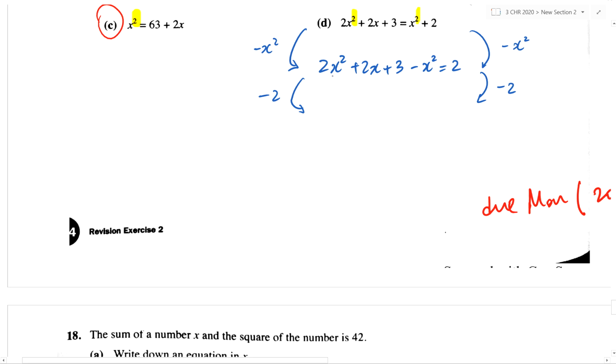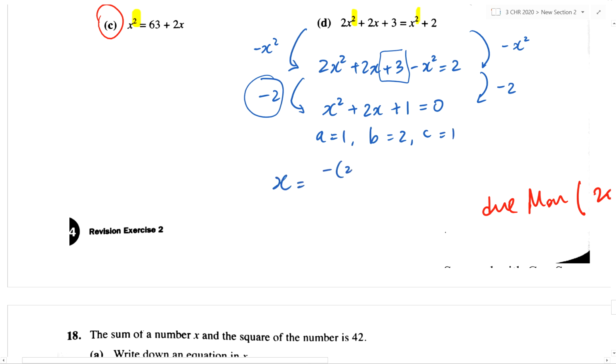So 2x squared minus x squared, I'm left with x squared, plus, I'm going to skip one step. Here we currently have 2x. Just copy it down first. Now we have a plus 3. Plus 3 minus 2 is plus 1. And the right hand side, 0. Now I have my a equals 1, b is 2, c is 1.